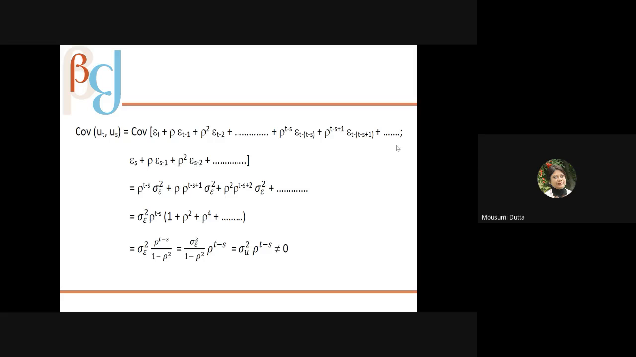Okay, so for US, I am writing the series as epsilon S plus rho epsilon S minus 1 plus rho square epsilon S minus 2. So things are going on like this. Now remember, epsilon is a classical error.